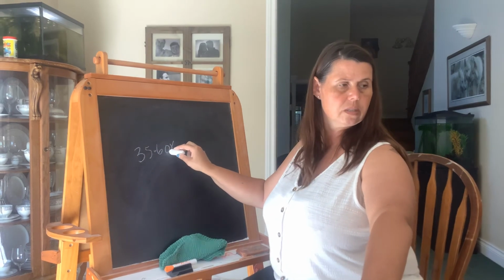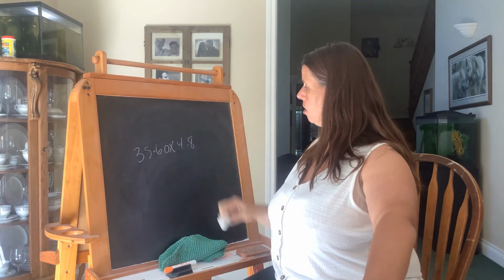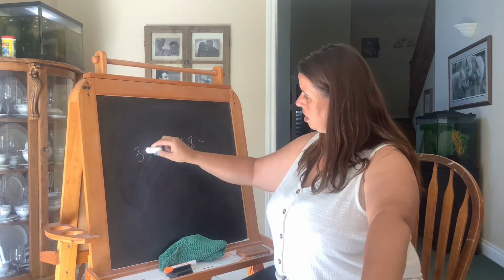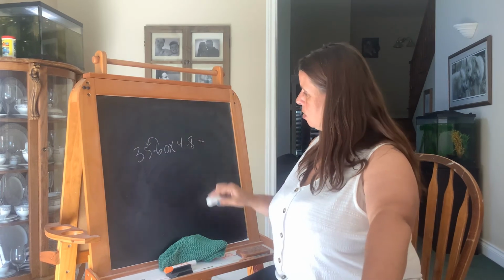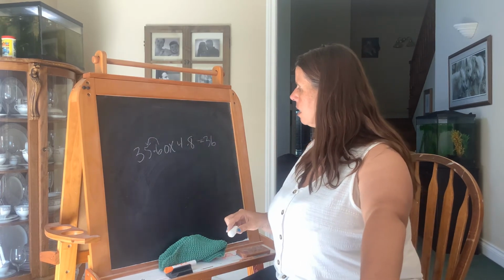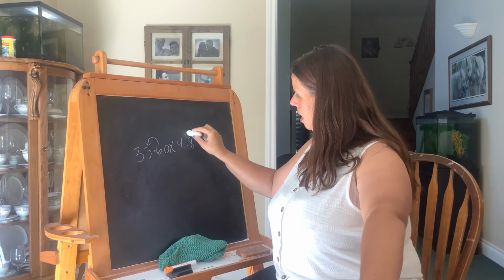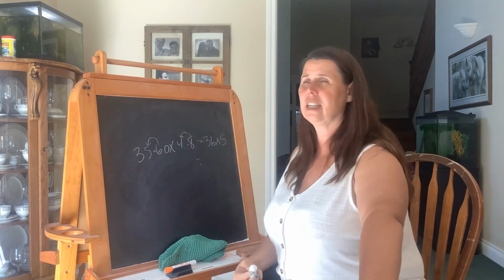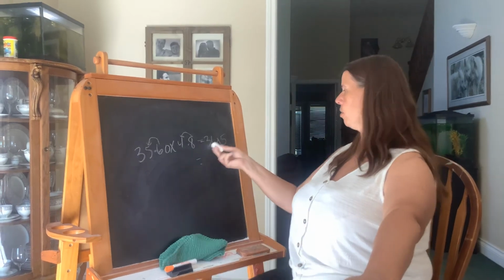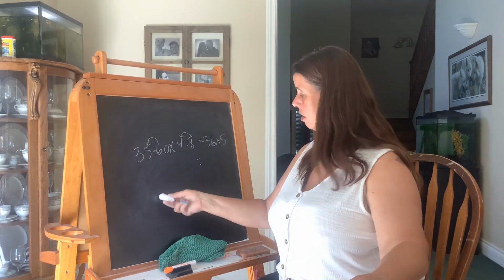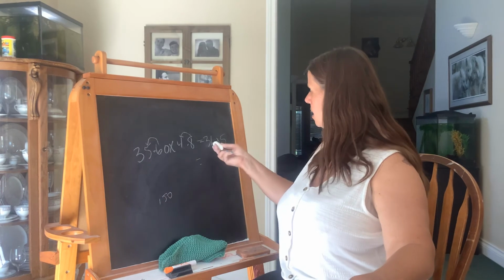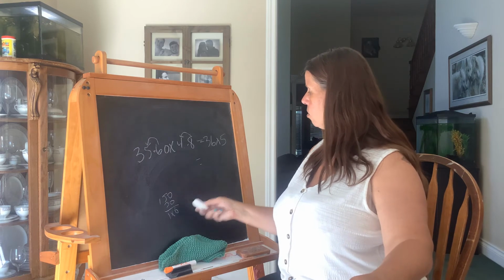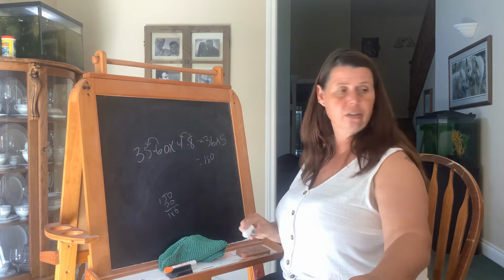35.60 times 4.8. Okay, 35.6, we're going to round it to the whole number. So 6 says round up, so that's going to become 36. And 4.8, the 8 says round up, so that's going to be a 5. 36 times 5, okay, well 30 times 5 is 150. I'll put that down there so I remember. And 6 times 5 is 30, so we've got 180. So our answer should be somewhere around 180.